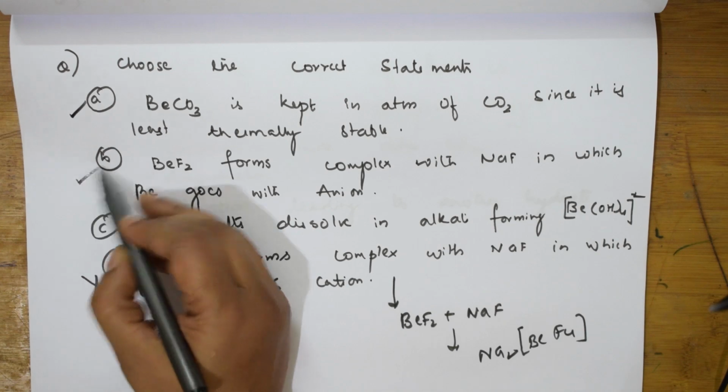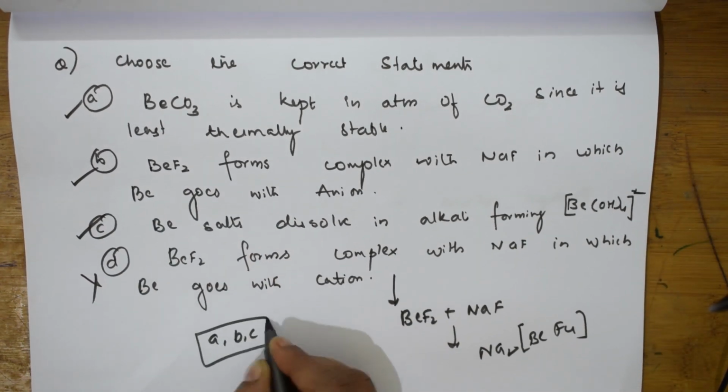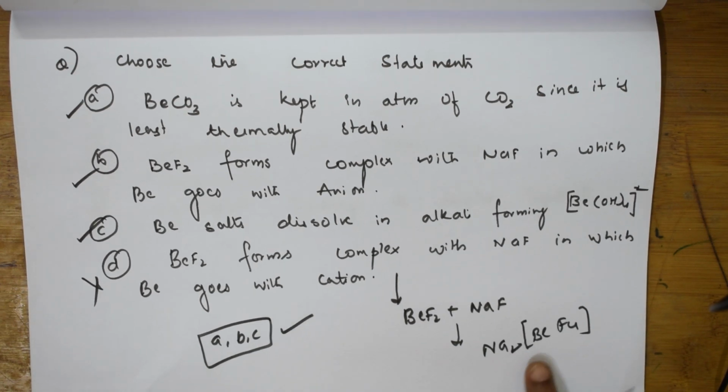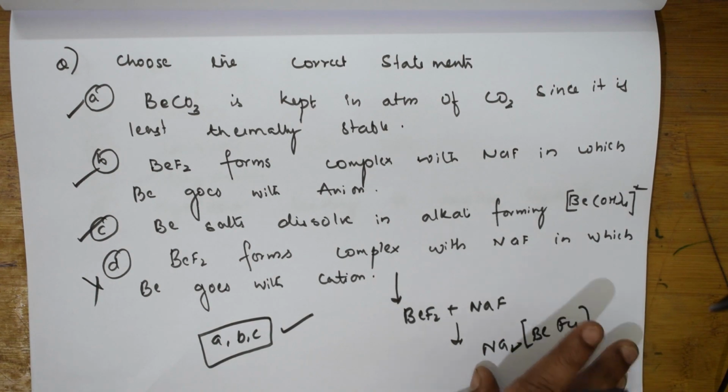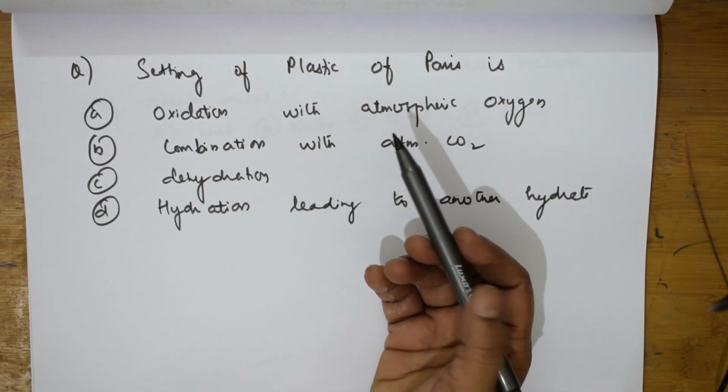This is correct, this is correct, this is also correct. So the answer is A, B, C, all 3 are correct. So this is how it forms. It does not go with the cation, it goes with the anion. This is where you need to be careful. Yes. Next question.